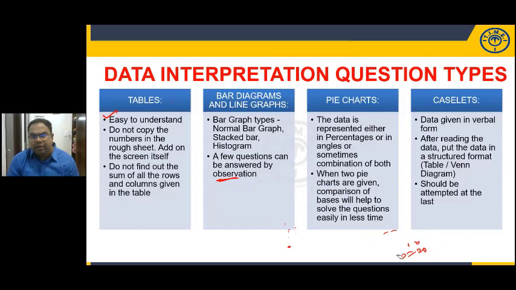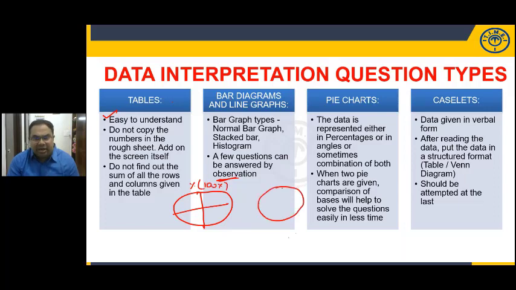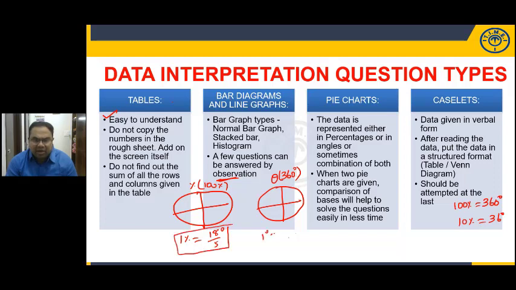Look at pie charts. The data can be represented in the form of pie chart. Data can be given in percentage. If it is given in percentage, it is 100%. Data can also be given in degrees. If it is given in degrees, total is 360 degrees. So I can say 100% is equal to 360 degrees. 10% is equal to 36 degrees. Now if I ask you 1%, it is 36 by 10, so 18 by 5 degrees. If I ask you what is the value of 1 degree, 1 degree is 10 by 36, so 5 by 18%.